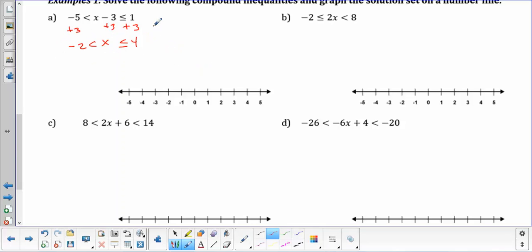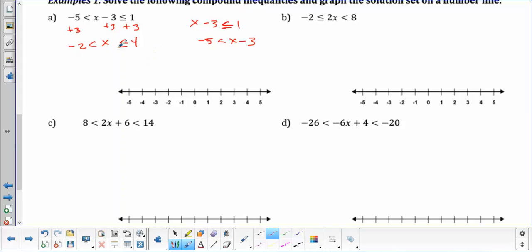If you want to, you could take the inequality x minus 3 is less than or equal to 1, break it up and make two separate inequalities, solve them one at a time, and then go from there.